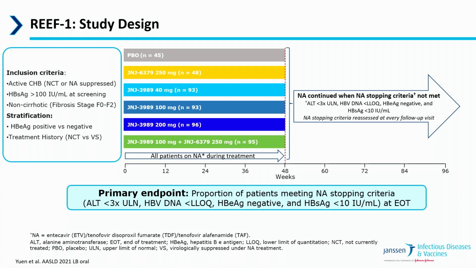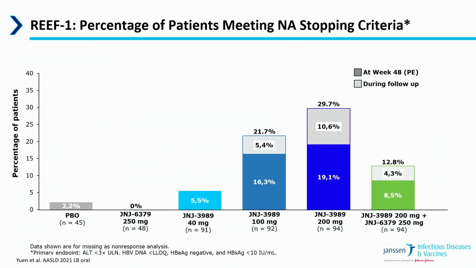Importantly, at week 48, only patients who qualified for stopping or met stopping criteria were allowed to stop the nuke, whereas other patients continued with the nuke. That is important when we combine Reef-1 with Reef-2 a little later. Very important, Reef-1 had a wide population: E positives, E negatives, not treated, and virologically suppressed. That is also different in Reef-2. I'll get back to that.